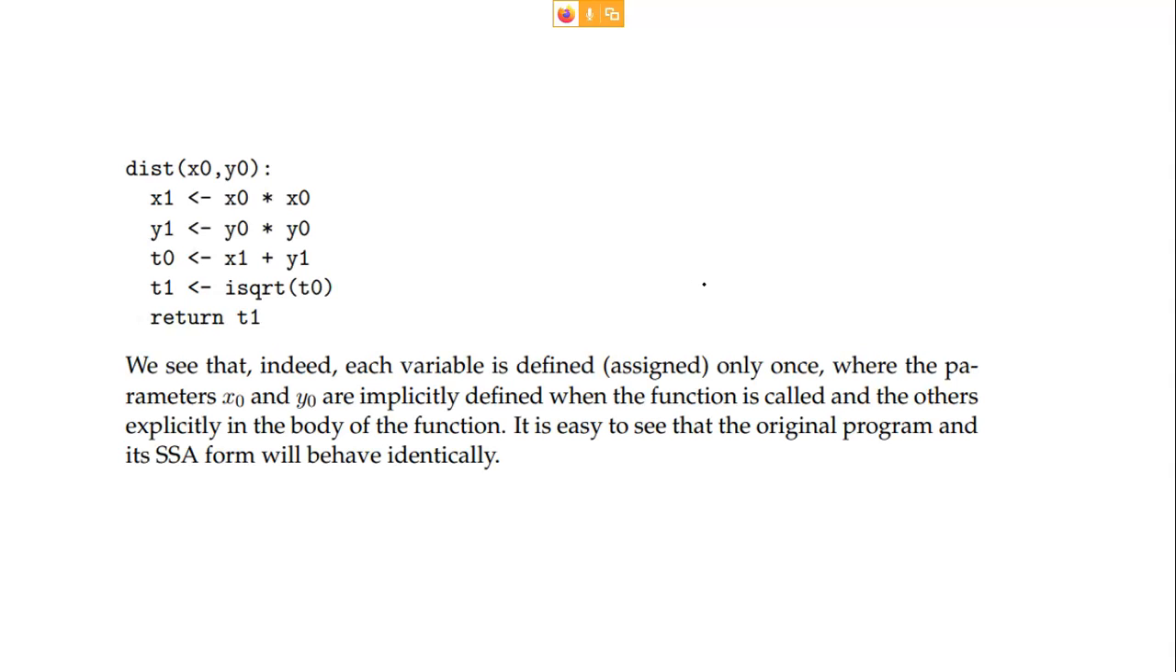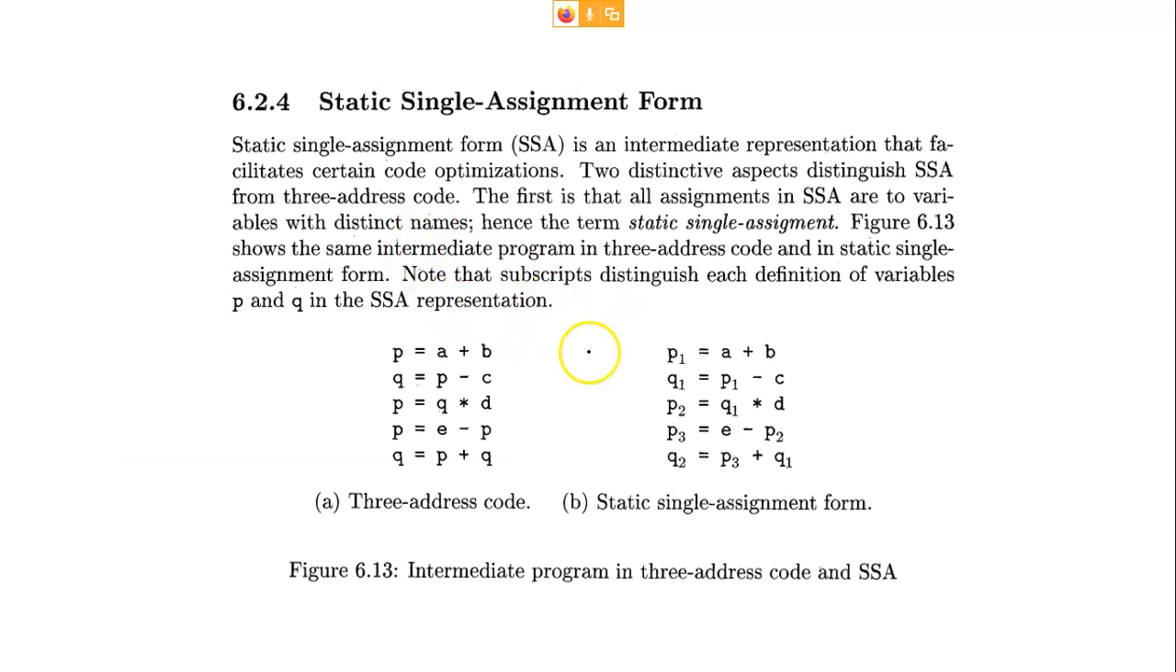Now this we have taken from the Ullman book. SSA actually has two properties. Whatever variation of SSA you are using, two properties are there. The first property is that every variable will be defined exactly once. Okay, so the first property is basically that every variable has a distinct name. All assignments in SSA are to variables with distinct names.